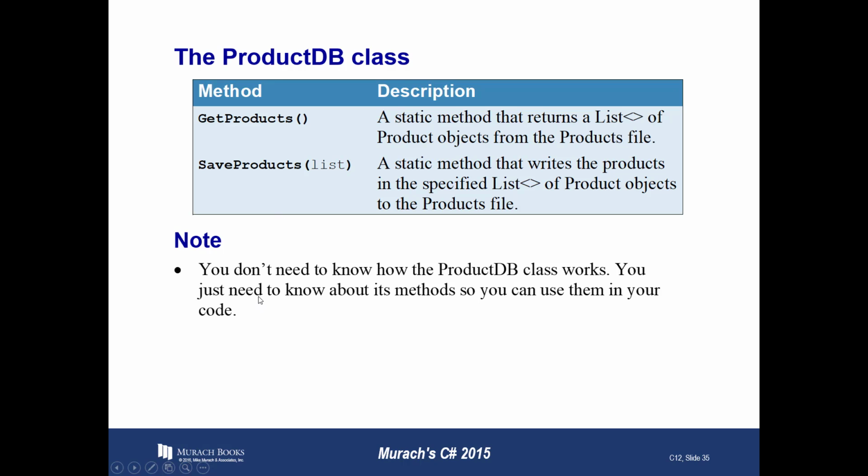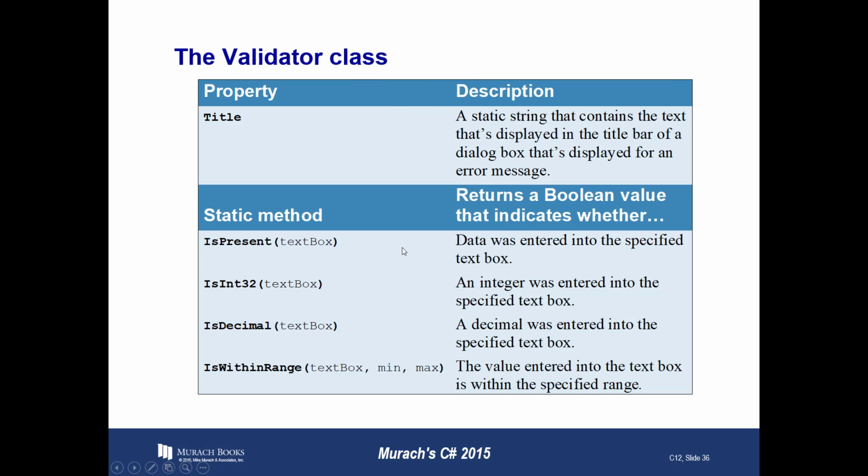And as the author says here, you don't need to know how the ProductDB class works. You just need to know what methods it has and how to call them so you can use them in your program. Here we've got another class, Validator, which has a title, which is a static string, and it's got 4 static methods.